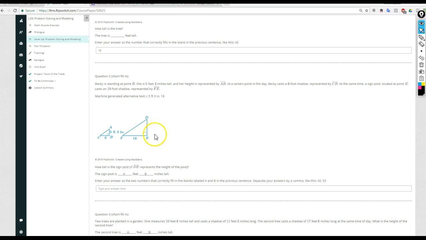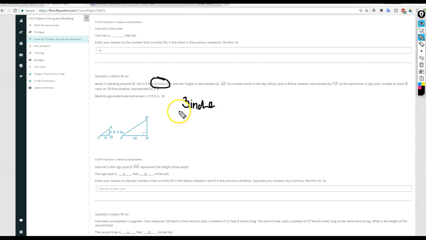Alright, now, since her height is mixing the units of feet and inches, we need to have them either be all in inches or all in feet. And since the other information, the shadow length and the shadow length of the sign, is both given in feet, I would like to keep it in feet. So I need to know, how do I convert inches to feet? So if I have 3 inches, how can I convert that into feet?